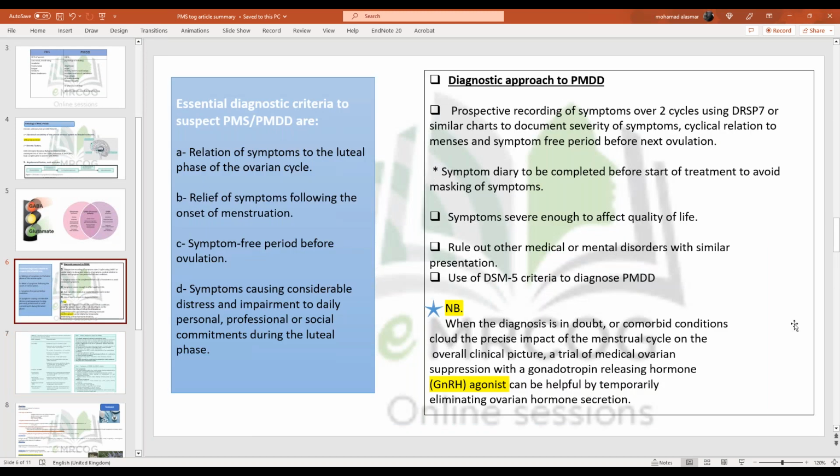Anything else? Yes. If you are in doubt, please remember the role of GnRH agonist. Okay, so why will I use a GnRH agonist if I'm in doubt of the diagnosis? This is a trial of medical ovarian suppression with the gonadotropin releasing hormone that can be helpful by temporarily eliminating the ovarian hormone secretion. So we will test the response in this woman. Okay, this is if you are in doubt. Are we clear so far, my friends?